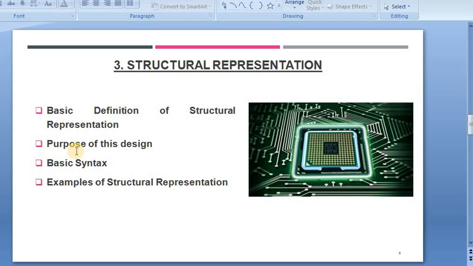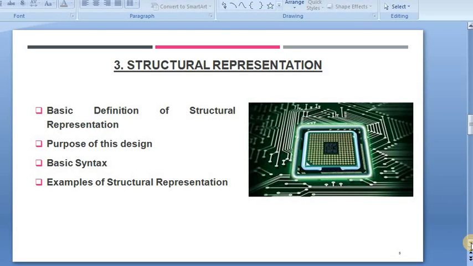The basic purpose of this design is that in this style we provide an idealized description of the hardware components. This means that the structural style or design has an advantage because it provides efficient implementation of the circuit. This means the simulation of the inputs and outputs at specific gates can be easily done using this structural representation. Now let's study the syntax using an example.